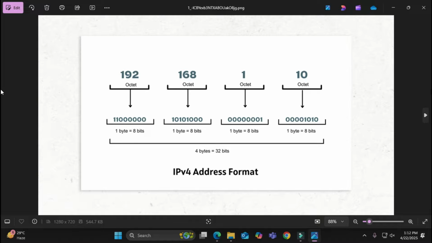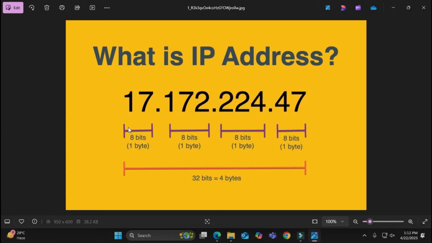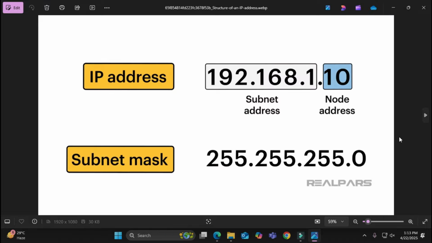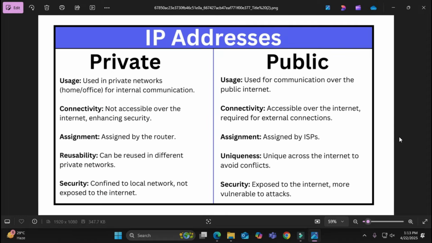The format is 32-bit. Octet 192, octet 168, octet 1, octet 10. The 32 bits are divided into 4 bytes, and 1 byte is 8 bits, so 4 bytes is equivalent to 32 bits. For example, the IP address 192.168.1.x goes to 10 computers. The subnet mask is 255.255.255.0.